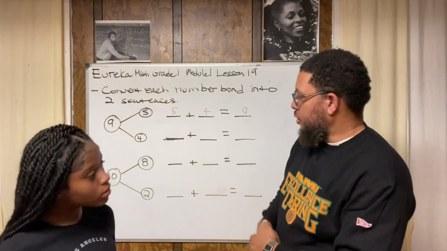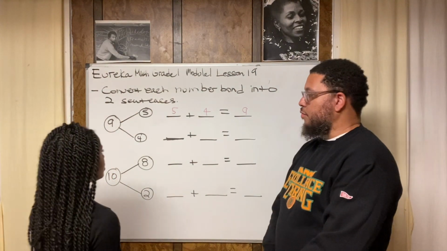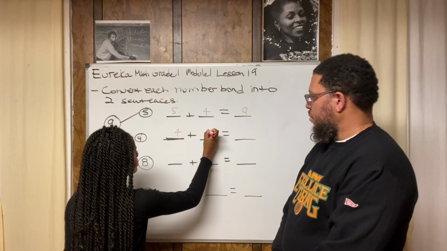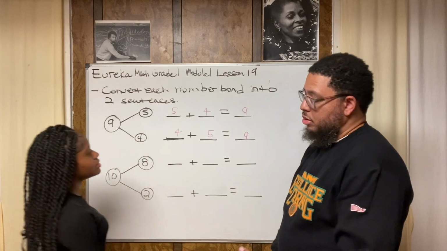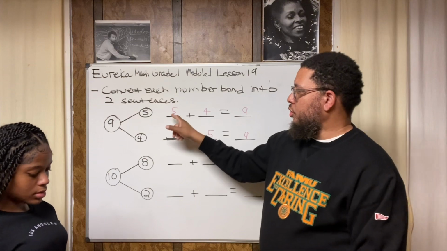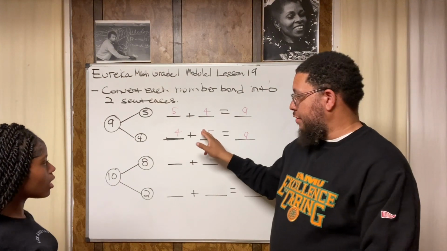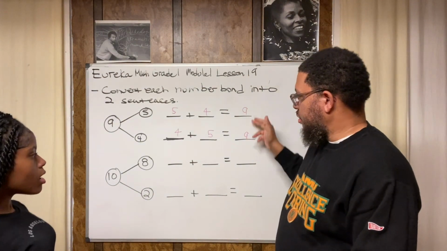All right? So this is one number sentence. What's another number sentence you could write using the commutative property? 4 + 5 = 9. So notice what happened. The add-ins are 4 and 5. Whether you write the 5 first and the 4 second, or whether you write the 4 first and the 5 second, you're still going to get 9. You're still going to get 9, regardless.